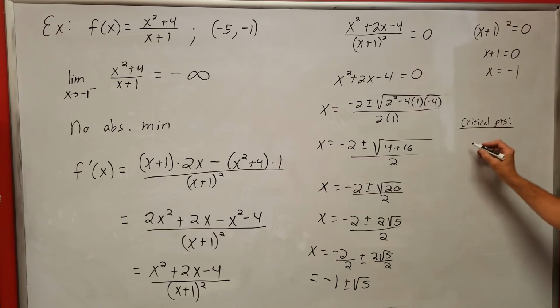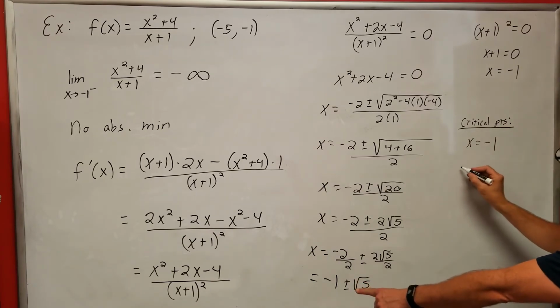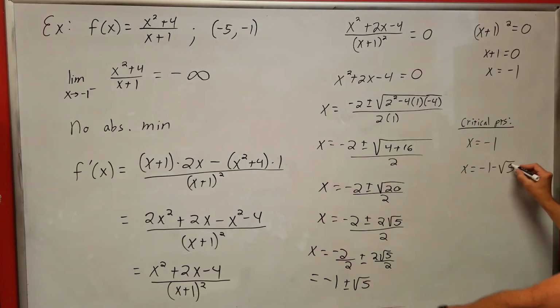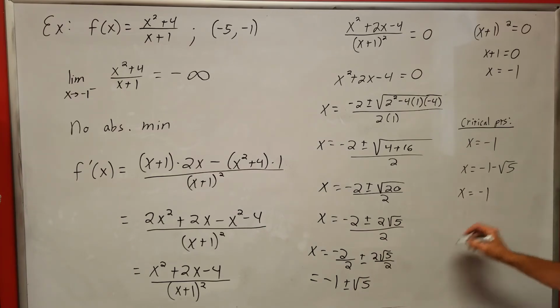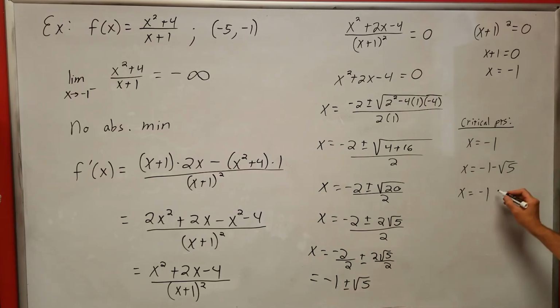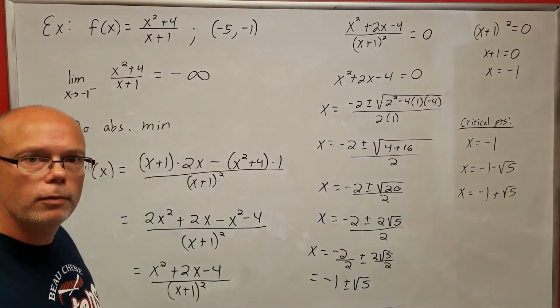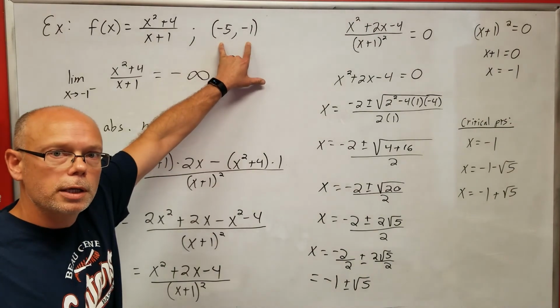Critical points. x is equal to negative 1. x is equal to negative 1 minus the square root of 5 is one case here. The other case is x is equal to negative 1 plus the square root of 5. Now let's look at all these critical points and determine if they all lie within this interval or not, because we're only looking within this interval.